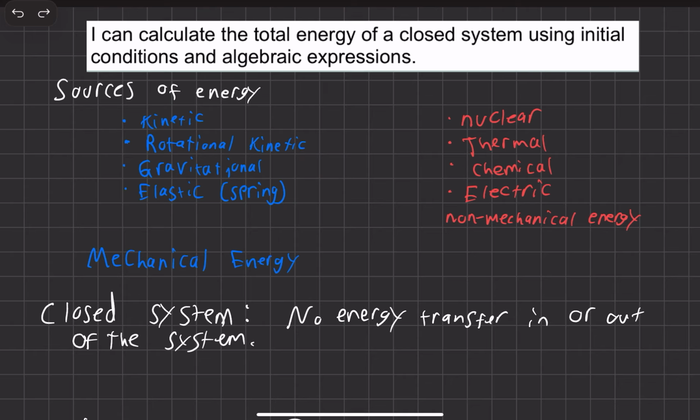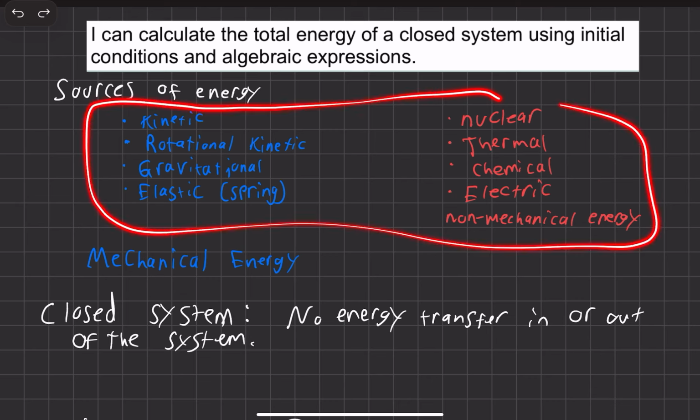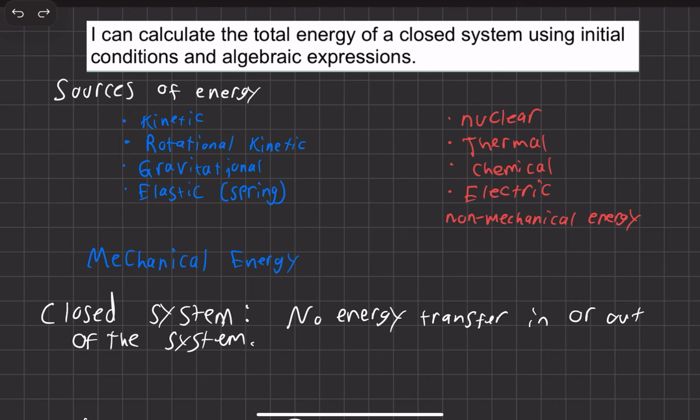Now the reason these sources of energy are in blue and red is because the blue ones are typically called mechanical energy. And other sources of energy that are not mechanical are nuclear, thermal, chemical, electrical, and other non-mechanical energies. This isn't an exhaustive list. This is not every single possible source of energy. However, this is most energy that you're ever going to deal with in your day-to-day situation.